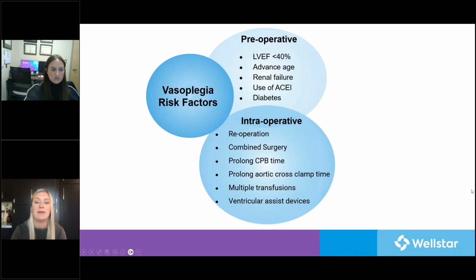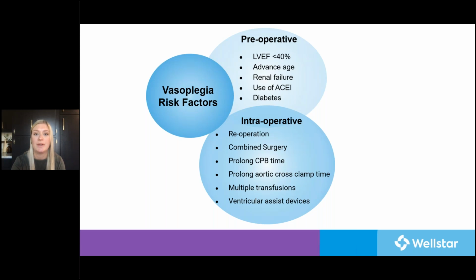So in patients who are having cardiac surgery, both preoperative and intraoperative risk factors play a huge role in the development of postoperative vasoplegia. Different preoperative risk factors are patients with an ejection fraction less than 40%, those who are of advanced age, patients with baseline renal dysfunction, renal failure, diabetics, and the use of ACE inhibitors. However, that topic does remain controversial.